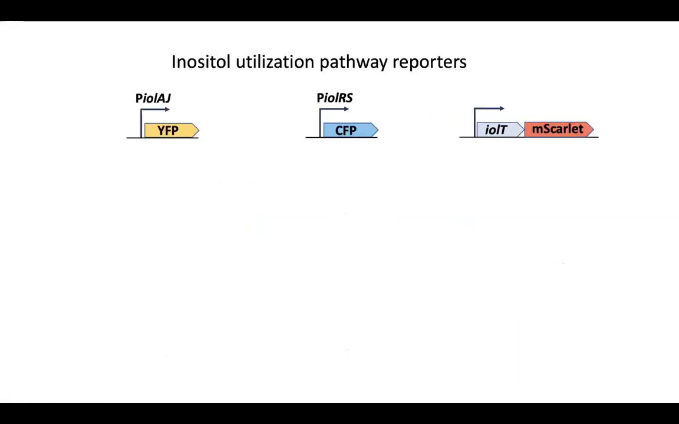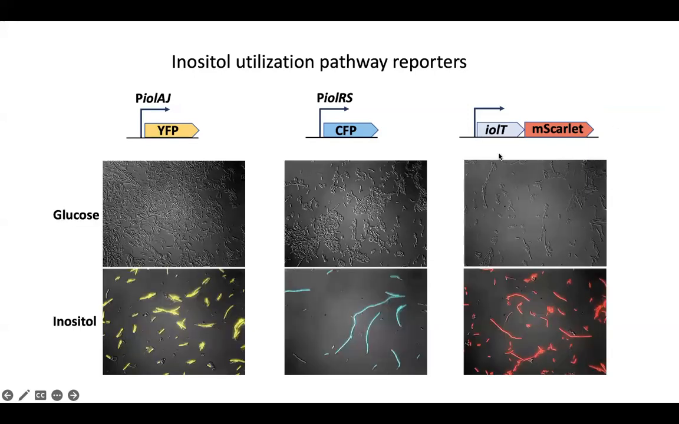So in order to validate this, we wanted to know whether it's only our sparse sampling that creates this illusion of heterogeneity, or is it real? We built reporters of this inositol utilization pathway, both the transcriptional reporters for these 2 operons and then the protein reporter for iolT. Validated them in glucose versus inositol media.